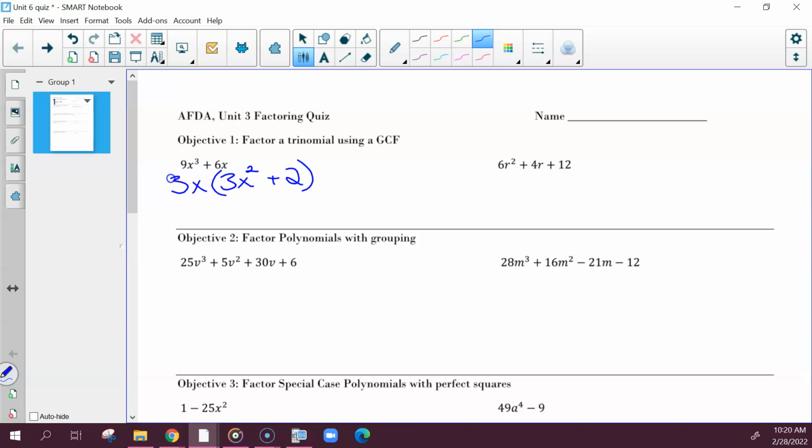So however many x's there are, make sure you're doing one less. So if there was 3, now there's 2. If there was 1, now there's none. Questions on the first one?